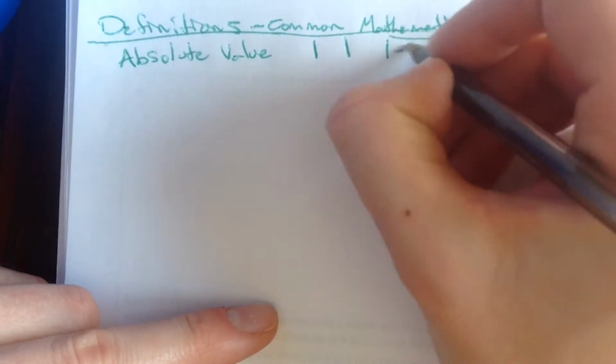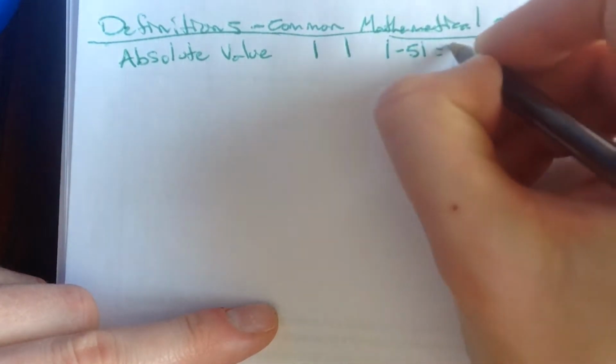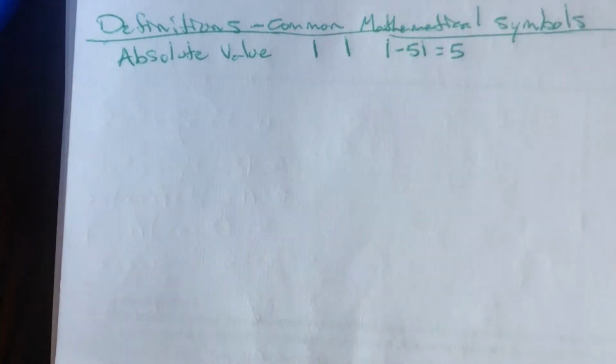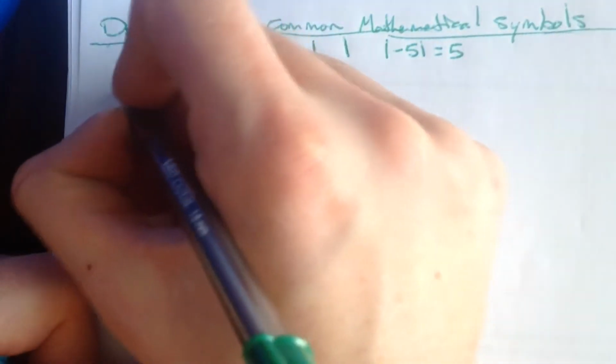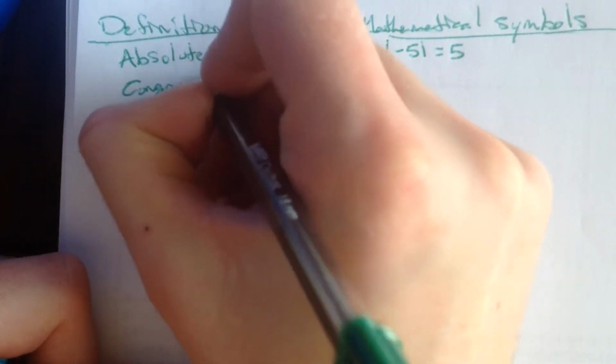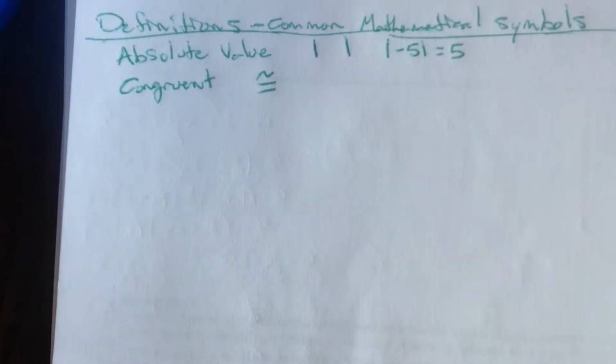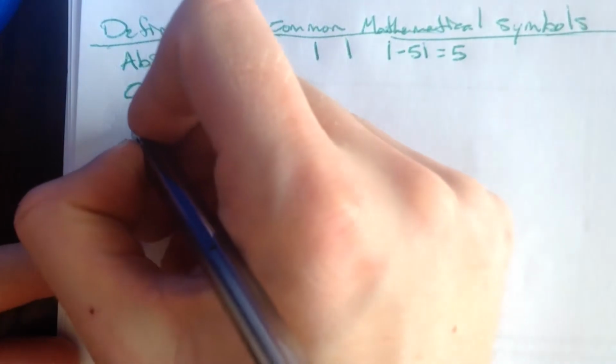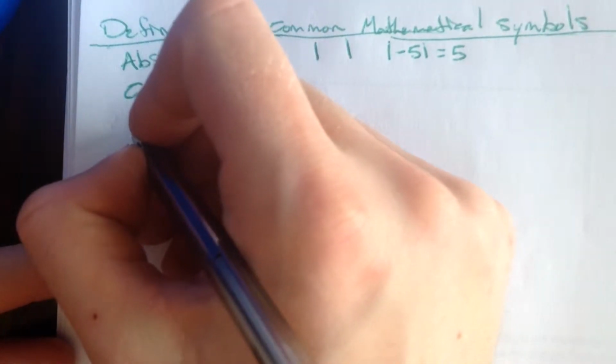For example, the absolute value of -5 would be 5, so it's 5 away from 0, which is the positive number. If two things are congruent or equal, we put this type of symbol. It's an equal sign with a squiggly over it. Congruent means they're the same size, and shapes are said to be congruent.